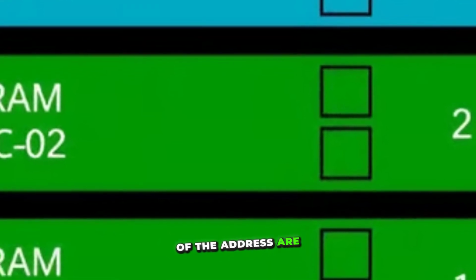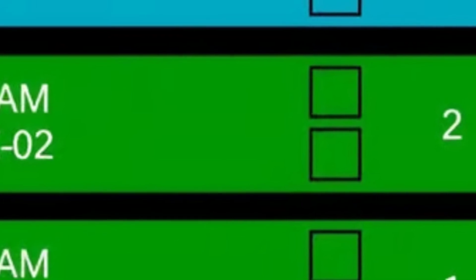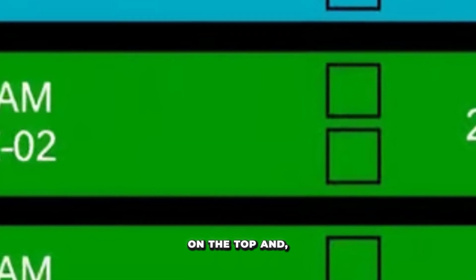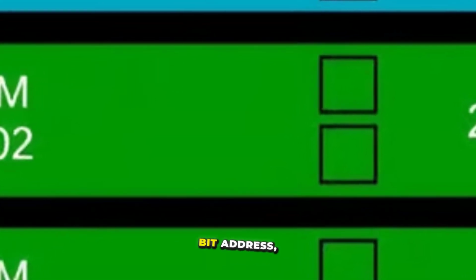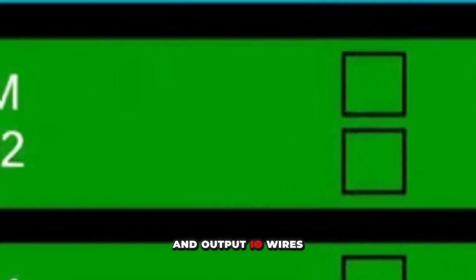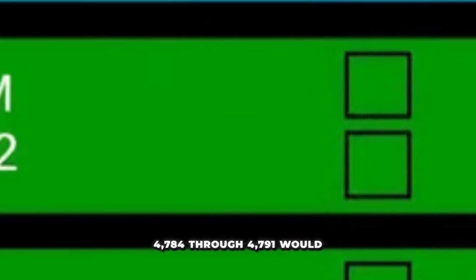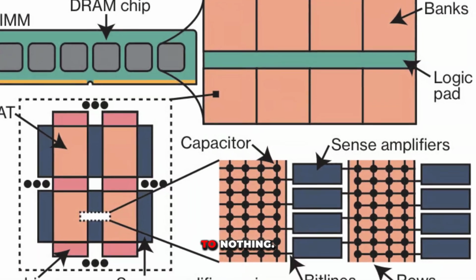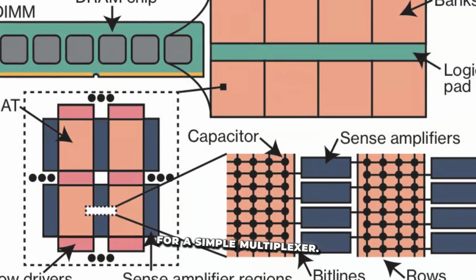The remaining 10 bits of the address are sent to the column multiplexer. This multiplexer takes in the 8,192 bit lines on the top and, depending on the 10-bit address, connects a specific group of 8 bit lines to the 8 input and output I/O wires at the bottom. For example, if the 10-bit address is this, then only the bit lines 4,784 through 4,791 would be connected to the I/O wires, and the rest of the 8,000-ish bit lines would be connected to nothing. Here's the logic diagram for a simple multiplexer.